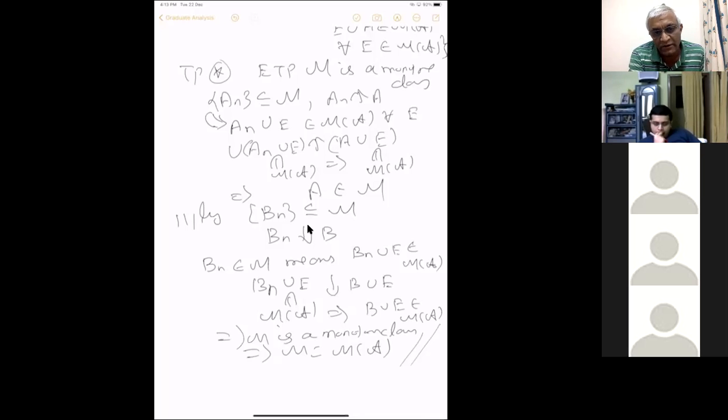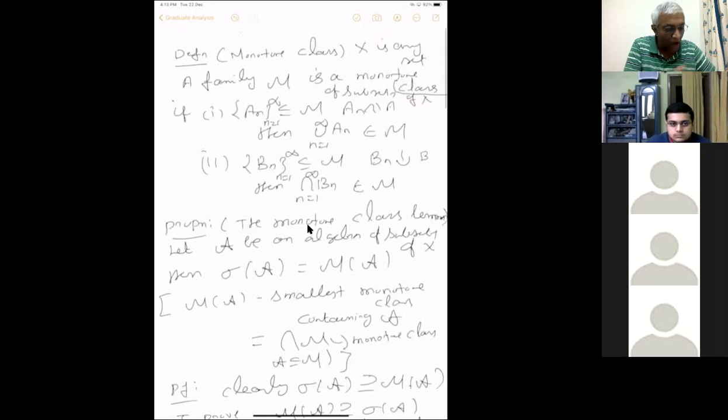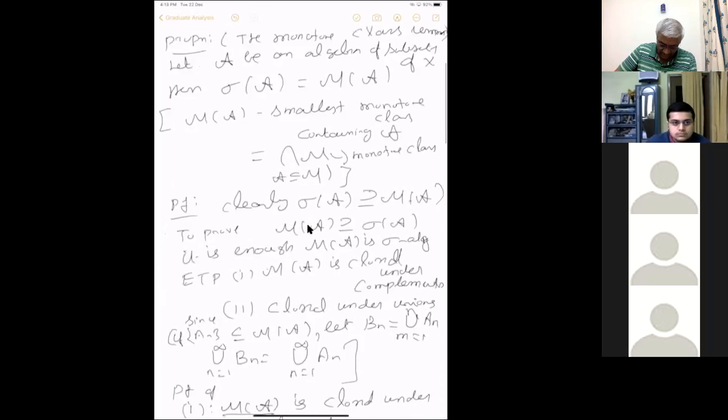Then we want to extend it to a sigma algebra generated by that algebra. So we want to consider the general process. If you define a measure on an algebra, then we want to extend it to a sigma algebra generated by that. So that's what we want to do. How we define it, how we extend, that is the problem.